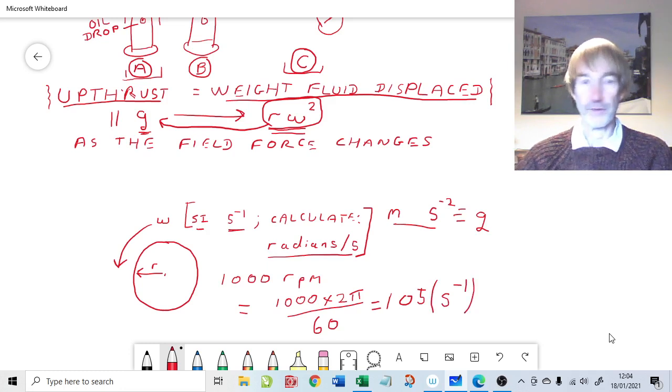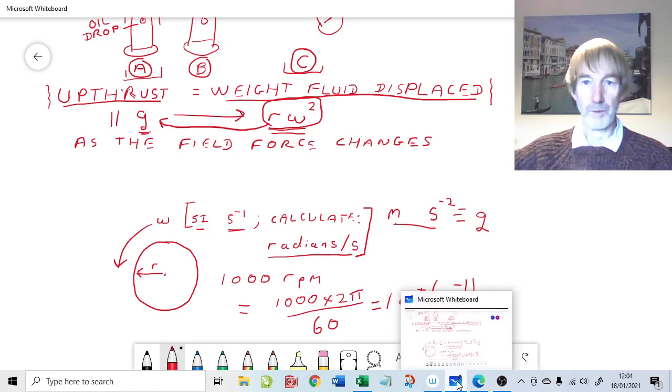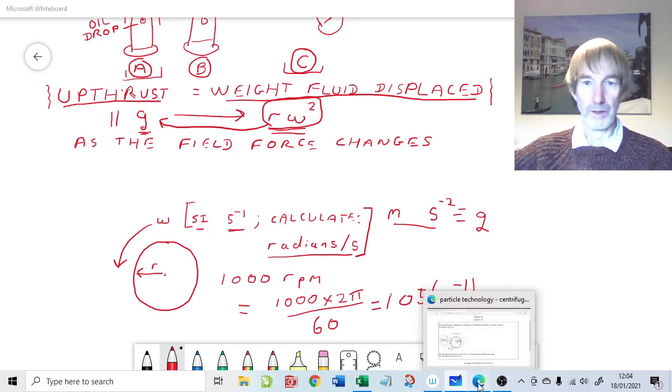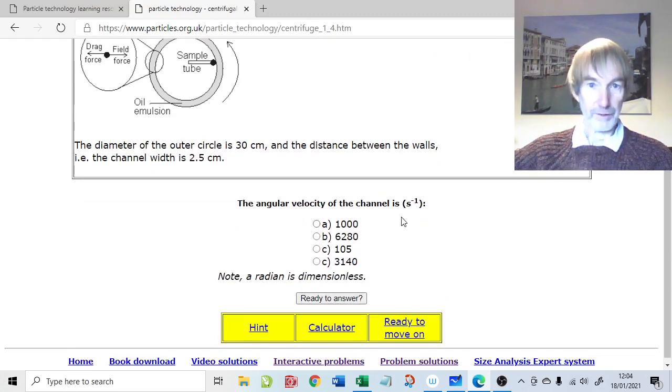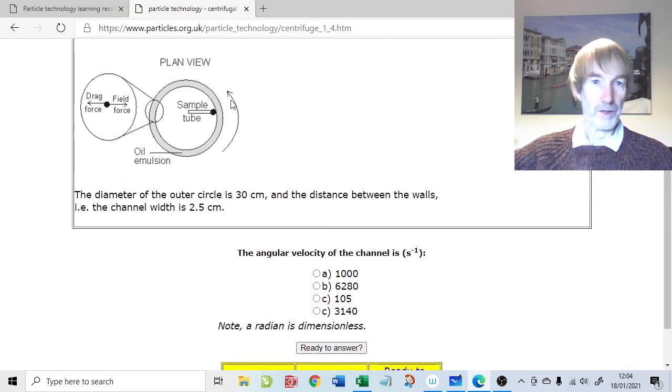Okay, that's our conversion into radians per second. So if we go back to the website, the angular velocity of the channel is 105 seconds to the -1. This is a channel that's rotating round and round. There's an oil drop, which is illustrated in a cutout just here, that has the field force on it and the drag force on it. The droplet, you'll notice, is moving inwards.